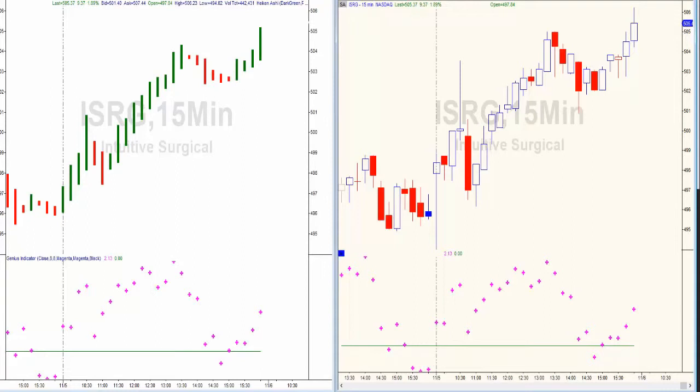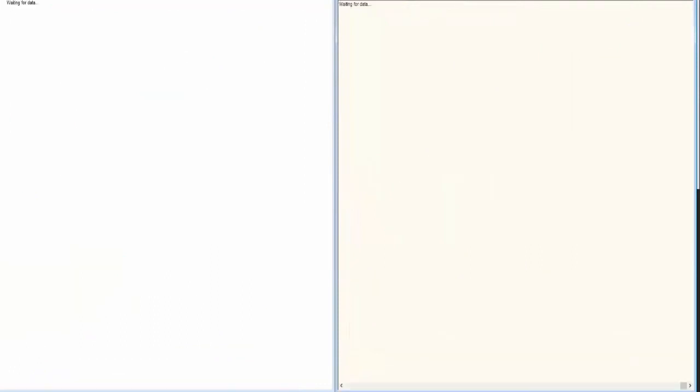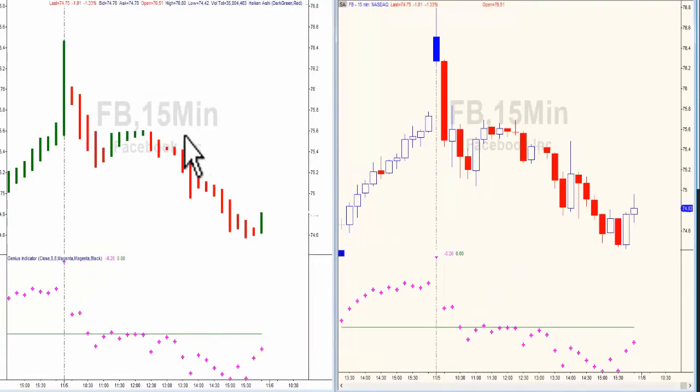And let's see, what else? How about Facebook? And you can see there was a little bit up and then a solid trend down for most of the rest of the day. Hopefully you'll see the benefit of Heiken ashi candles in your trading and you'll start to use them if you like them.